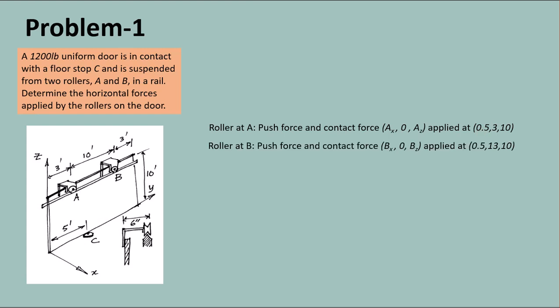Similarly for roller at B. The roller or floor stop at C applies a contact force only in the x direction, and it's applied at 0, 5, 0. Z coordinate is 0, x coordinate is 0, y coordinate is 5 feet.